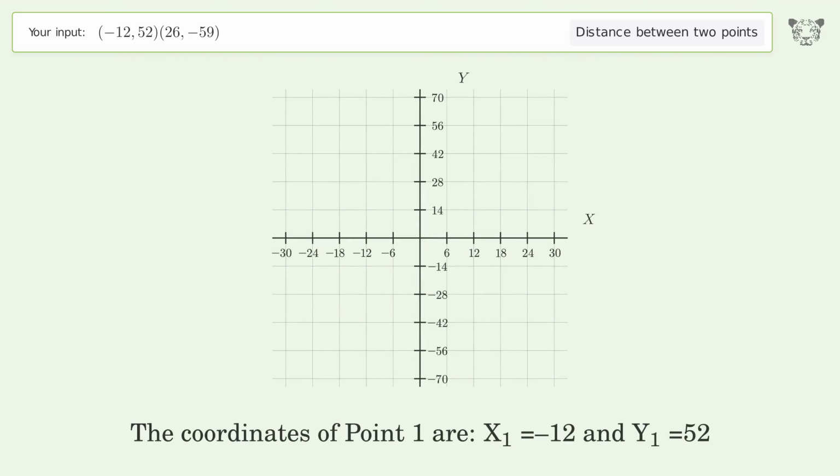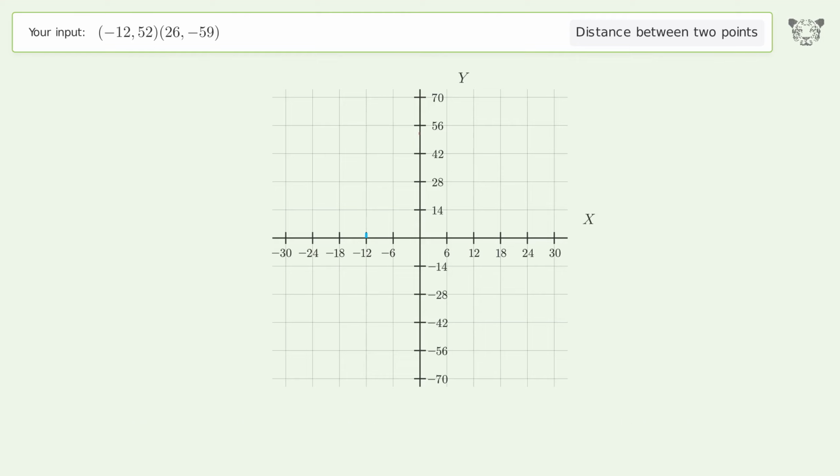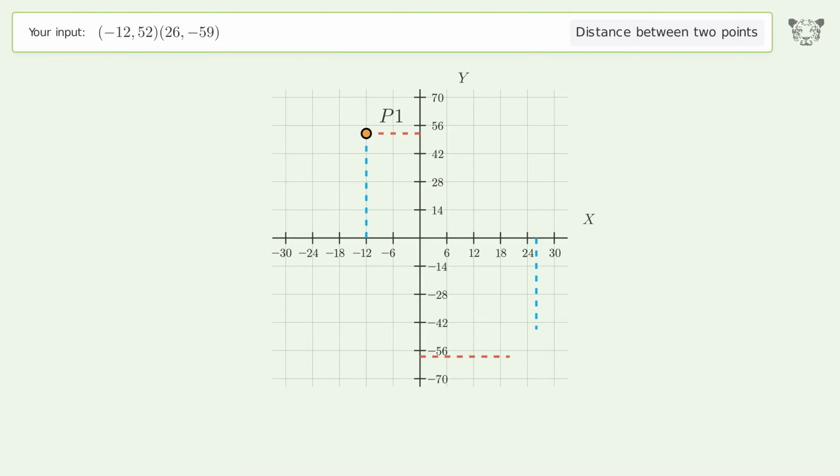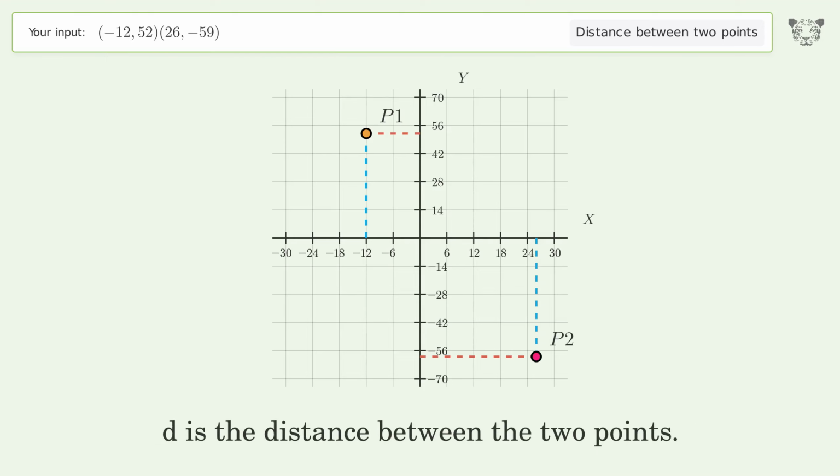The coordinates of point 1 are x1 equals -12 and y1 equals 52. The coordinates of point 2 are x2 equals 26 and y2 equals -59. D is the distance between the 2 points.